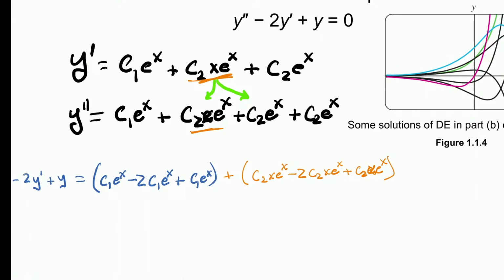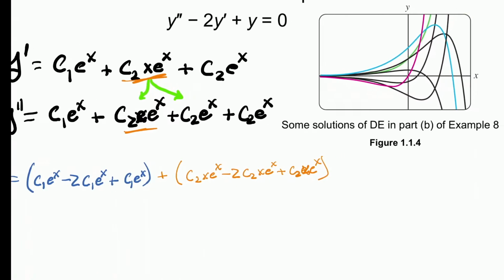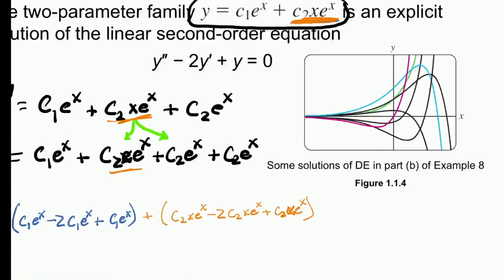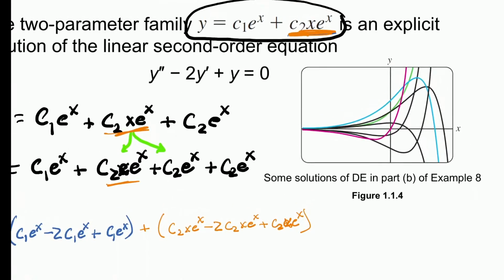And then the last thing we have to worry about is this C2 e to the x. I guess I'll do that in red. You'll notice that for y, there are 0 of these. For y prime, there is 1 of them. And for y double prime, there are 2 of them. So the way this is going to look is this.